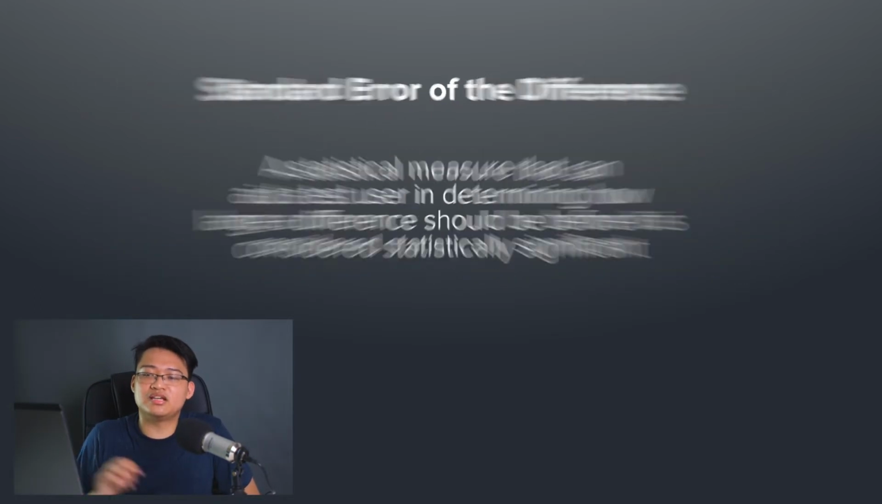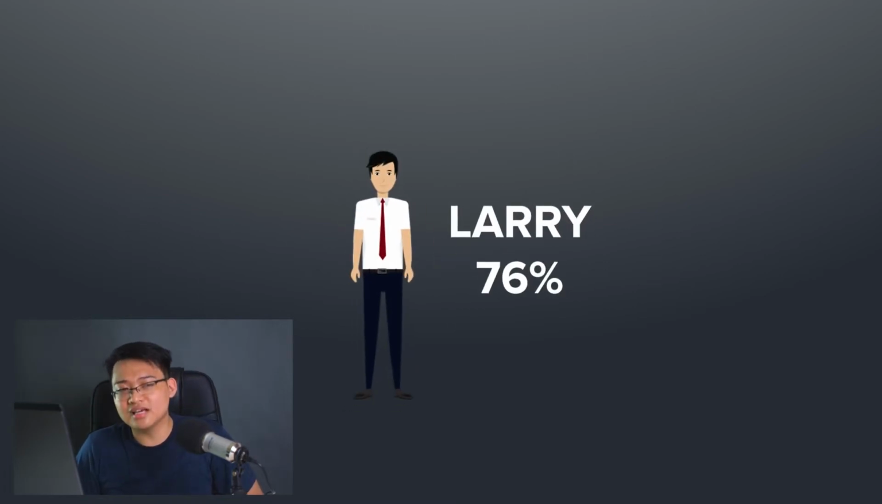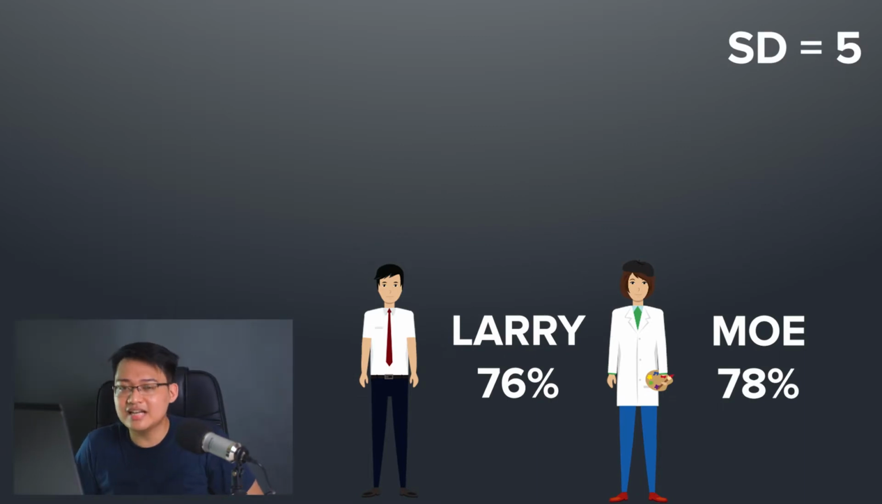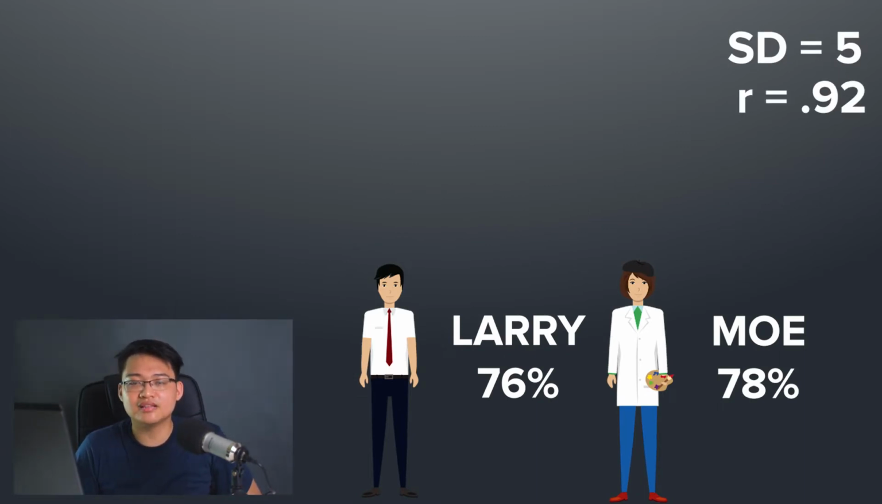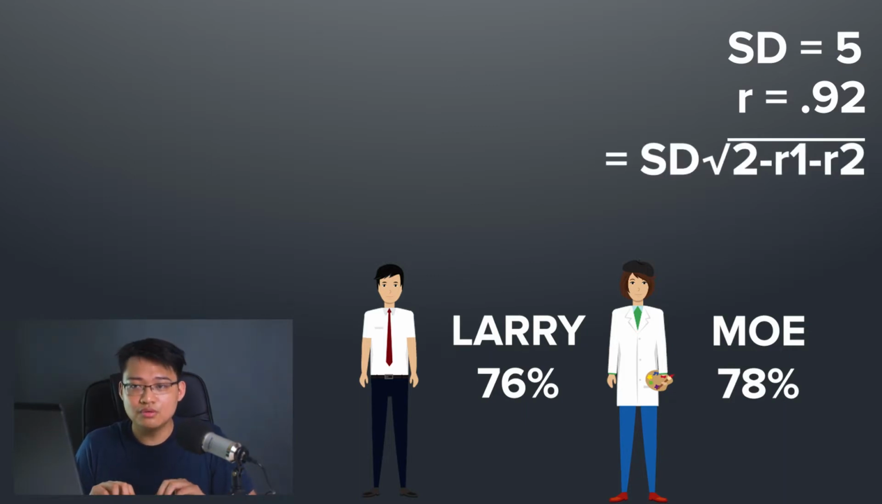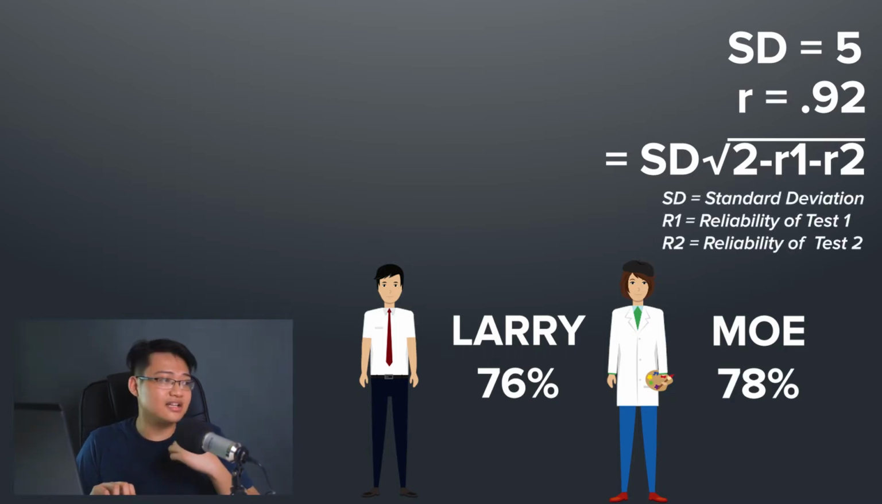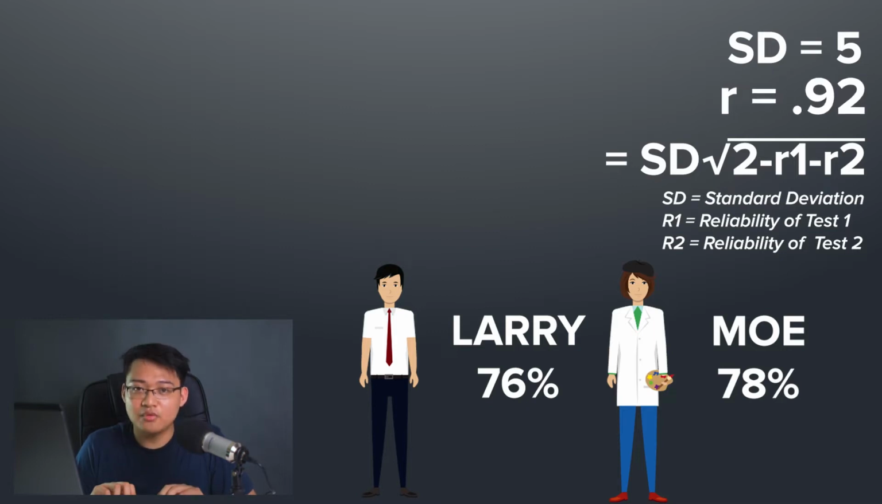So let's start with a given. Larry scored 76, Mo scored 78, we have an SD of 5 and a reliability coefficient of 0.92. Standard error of the difference is calculated with SD times the square root of 2 minus R1 minus R2. R1 and R2 is just the reliability coefficient of the two scores. Since we are comparing them from the same test, we will be using the same R1 and R2. So both of them will be 0.92.